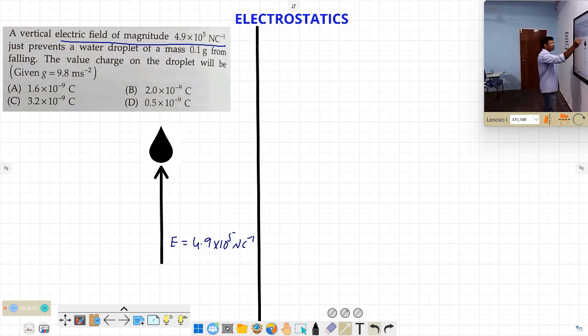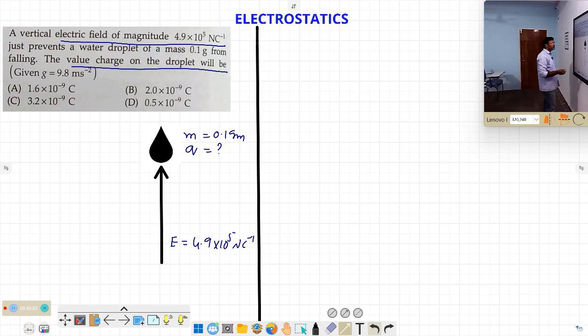That means this is the water drop. The mass of this water drop is 0.1 grams, and they did not give the value of the charge on it; they are asking for it. So the value of the charge on the droplet, if we say it is Q, how much is it?